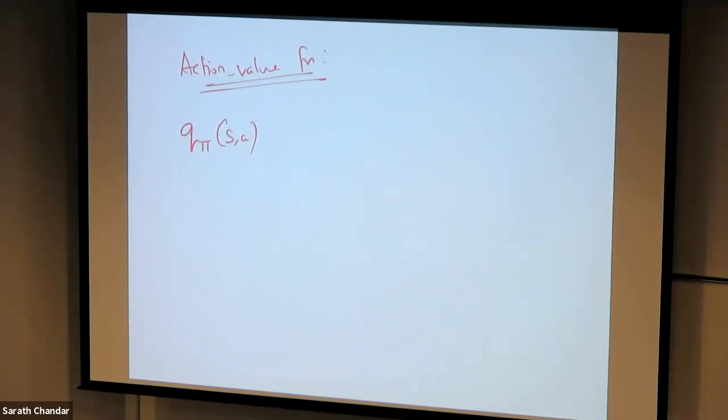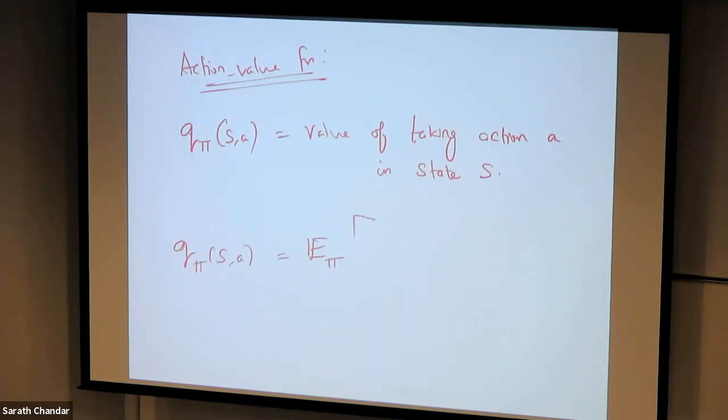So q pi of s comma a is basically the value of taking action a in state s. Or in other words, what would be my expected return if I take action a in state s and then follow the policy pi? That is q pi of s comma a. Now, q pi of s comma a can be defined as the expected value of Gt given St is equal to s, At is equal to a.